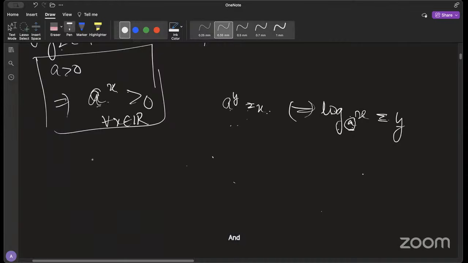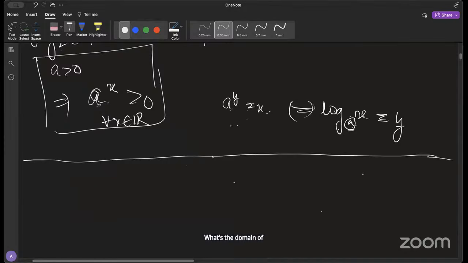Then let's come to the domain. What's the domain of this function?